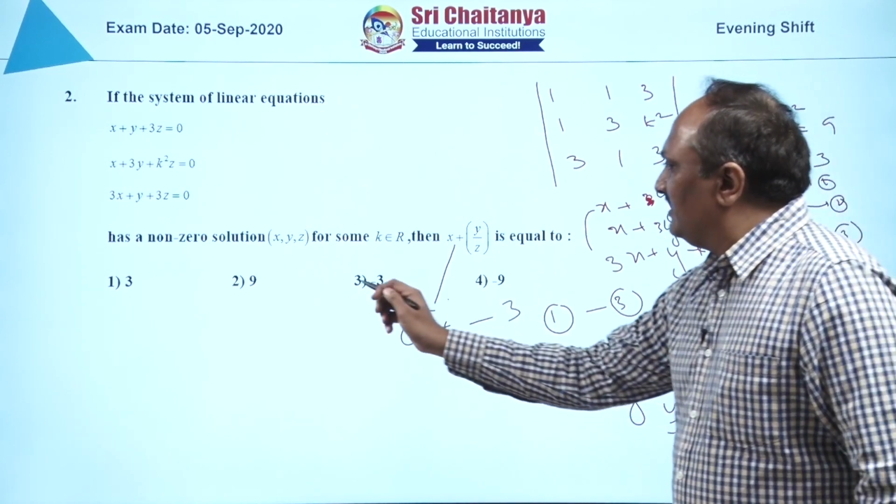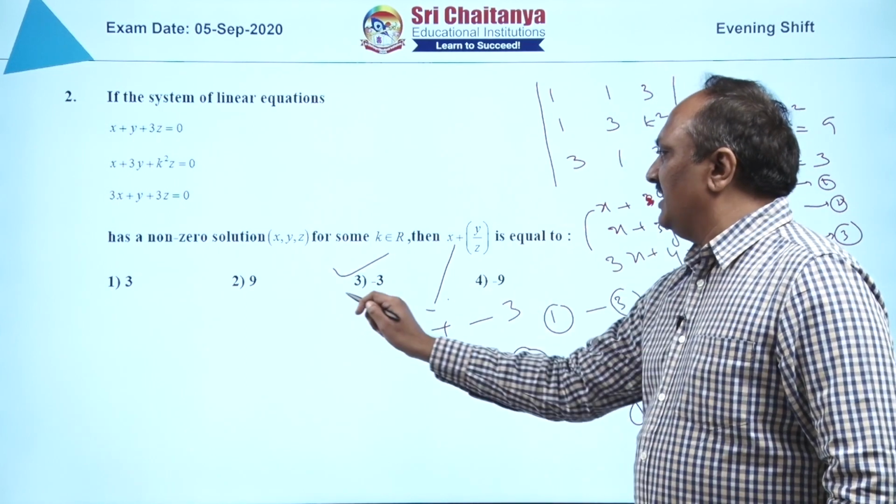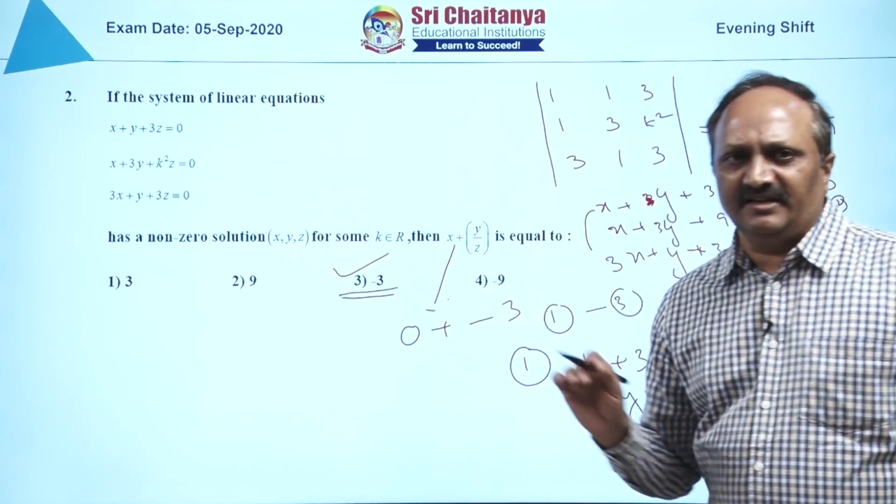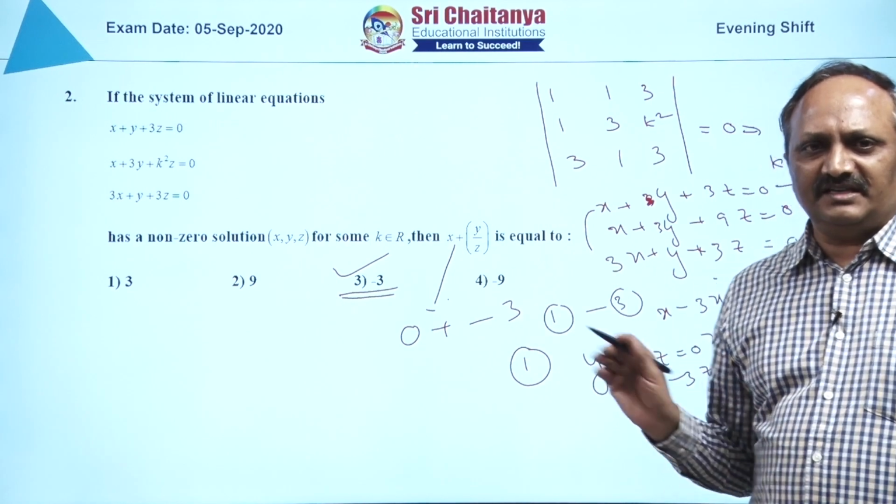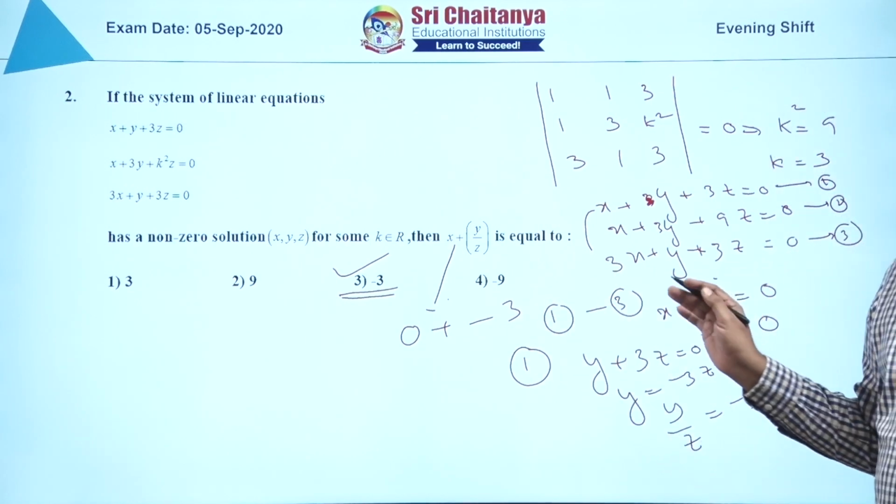It is clearly given in third option. So, answer for this question you can identify simply as minus 3. So, that is about second question in matrices and determinants form.